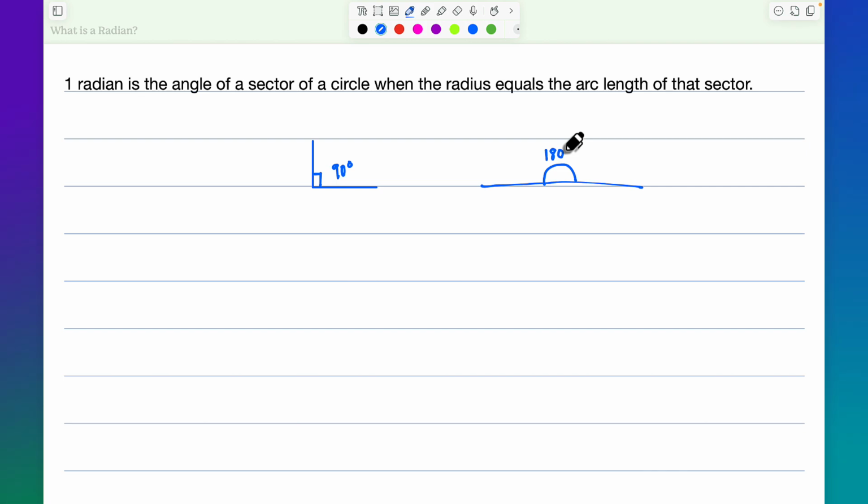and so on and so forth. So we're probably familiar with working out angles in degrees, but now let's talk about a new unit of measurement called radians. On your screen, I have a definition which says 1 radian is the angle of a sector of a circle when the radius equals the arc length of that sector. Now, let's just pause, because this is a lot of words which might be confusing. So let's break it down.